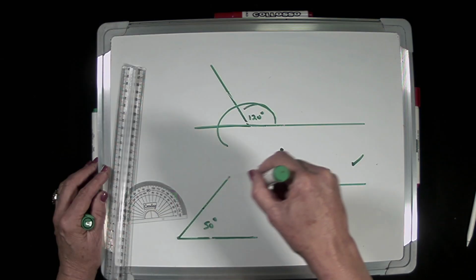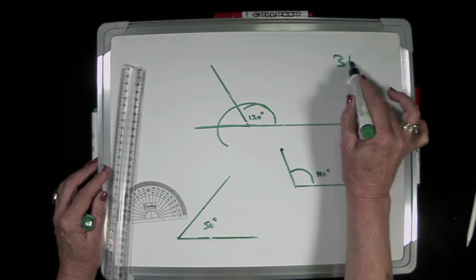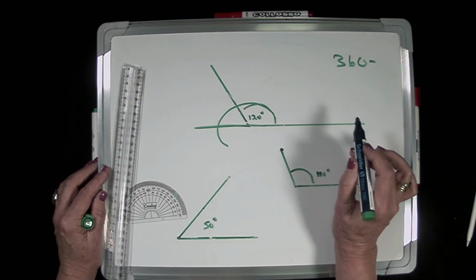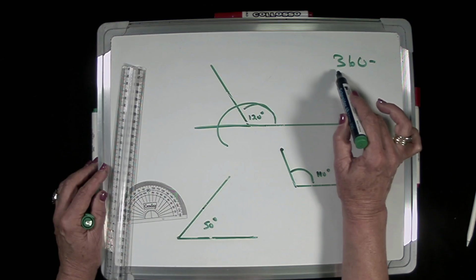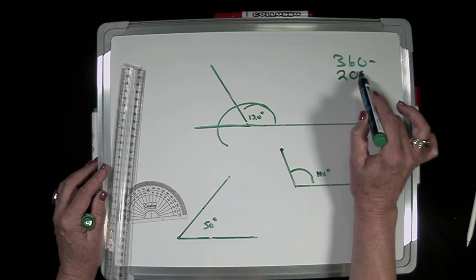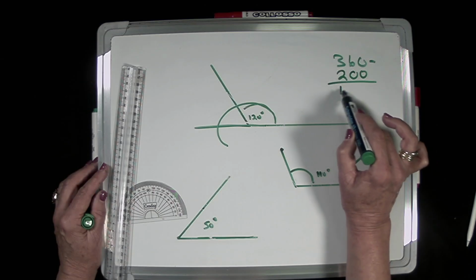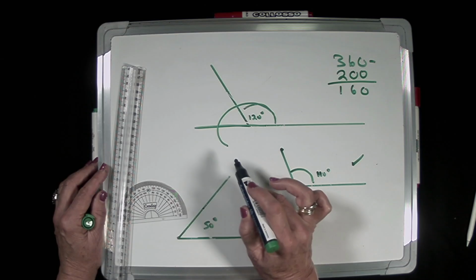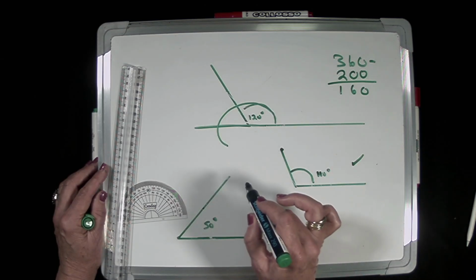So remember, a revolution is 360. So you're just going to say you have to draw an angle of 200. So you're just going to take 200 from 360, which gives us 160. So you're going to draw an angle of 160.